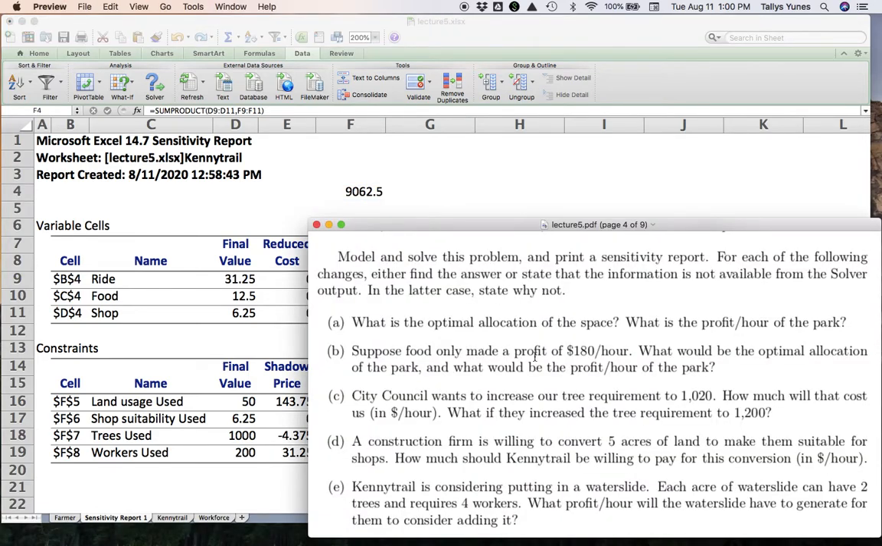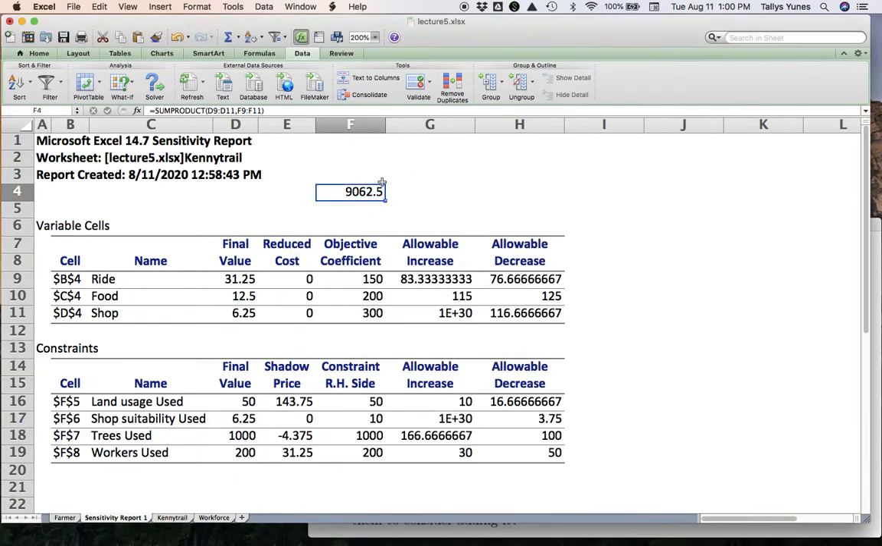Suppose food only made a profit of 180 per hour. What would be the optimal allocation of the park, and what would the optimal profit per hour be? Well, food currently makes what? It makes 200, right? So they're asking you if this number were to go down to 180, or equivalently, if it were to go down by $20, would you change the allocation of the park?